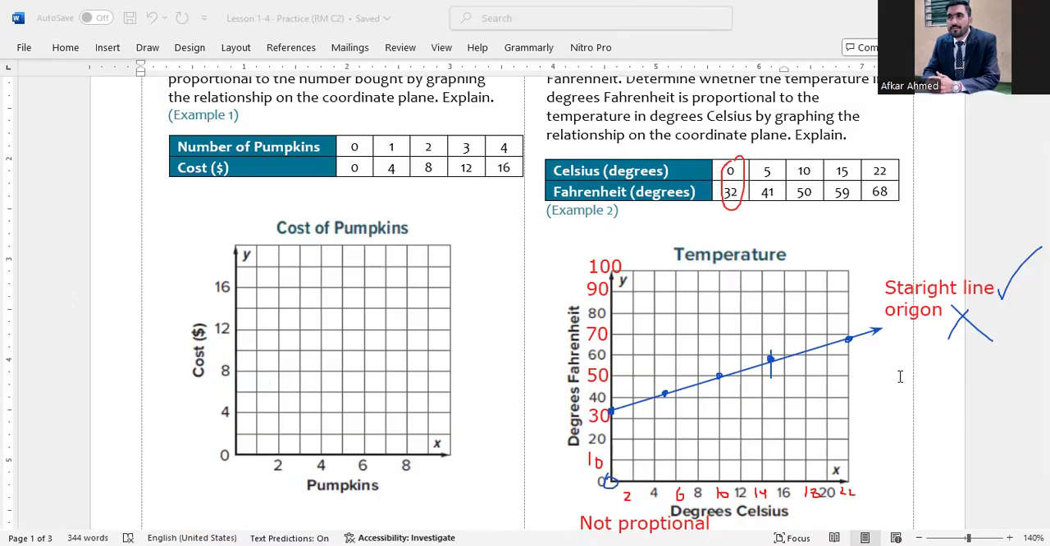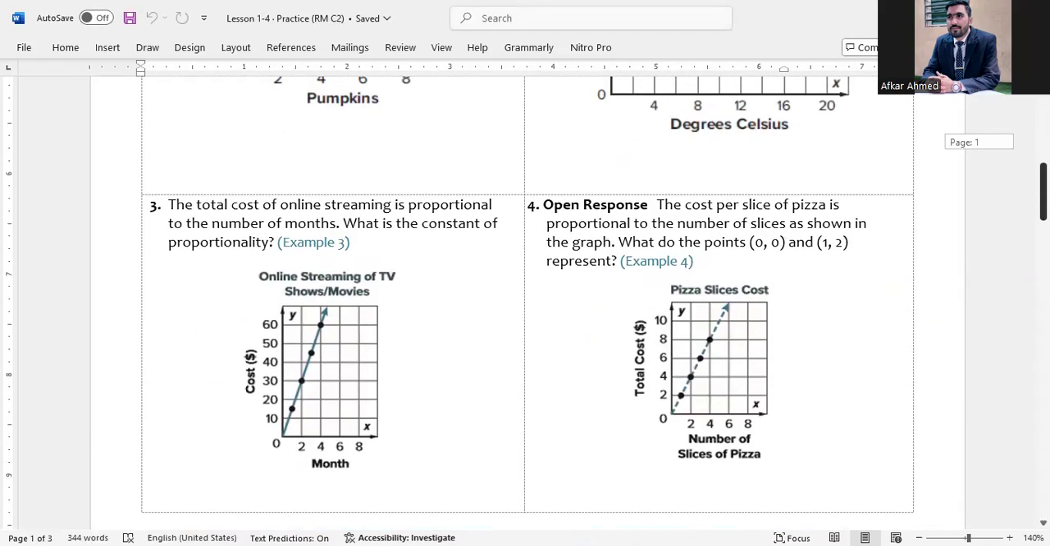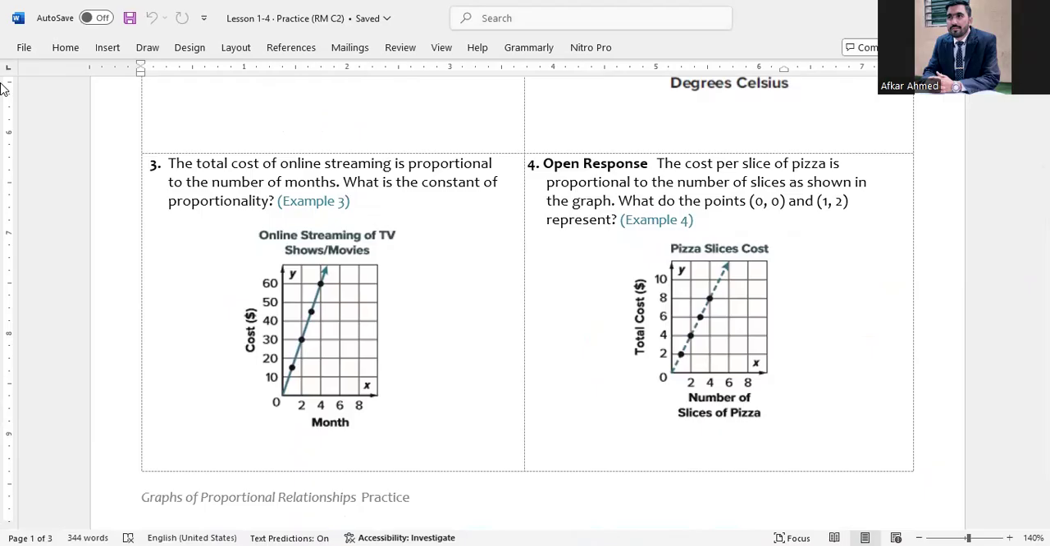That is, both values, x should be 0 and y should be 0, then we say that it's a proportional relation. I hope you get it. And then moving towards question number 3 and 4. For questions 3 and 4, the graph is already given, and now he will ask some other questions related to this one.